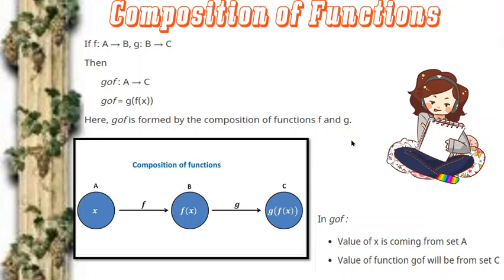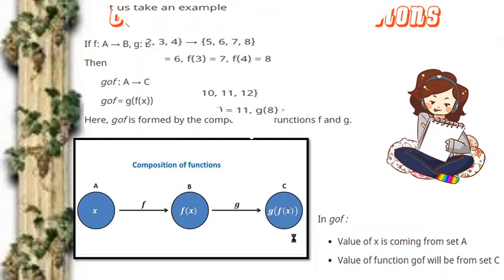We can understand this composition of functions with the help of this diagram as well. There was an element x. When this function f acts, it becomes f(x). And now on this f(x), when function g acts, it becomes g of f(x). And in this gof function, we can note that the value of x is coming from set A and the value of function gof will be from set C.